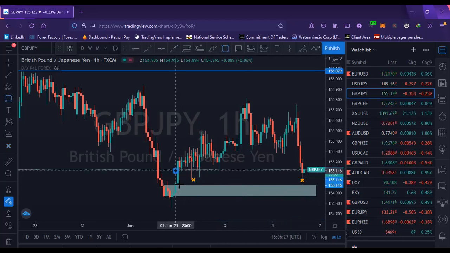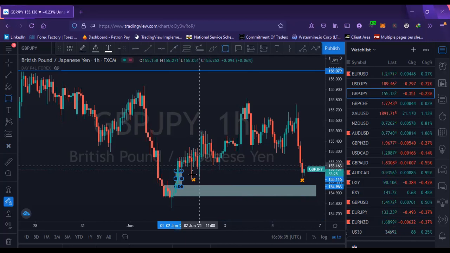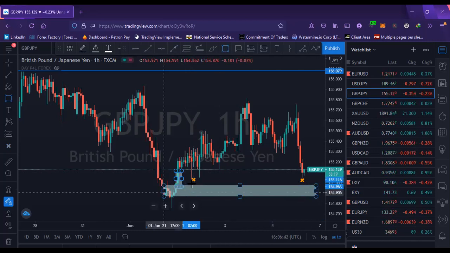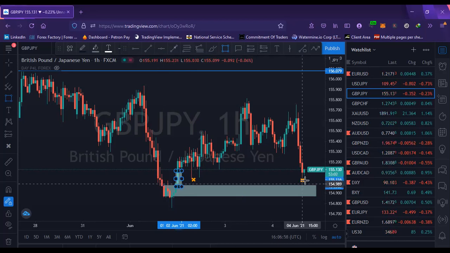So as you can see, this fair value gap has already been filled. Price just came down here to fill the fair value gap before it moved up, right? But this order block is still valid because there are still sell stops resting above this order block. So you realize that as soon as price gets to this order block, you are going to see a reaction.